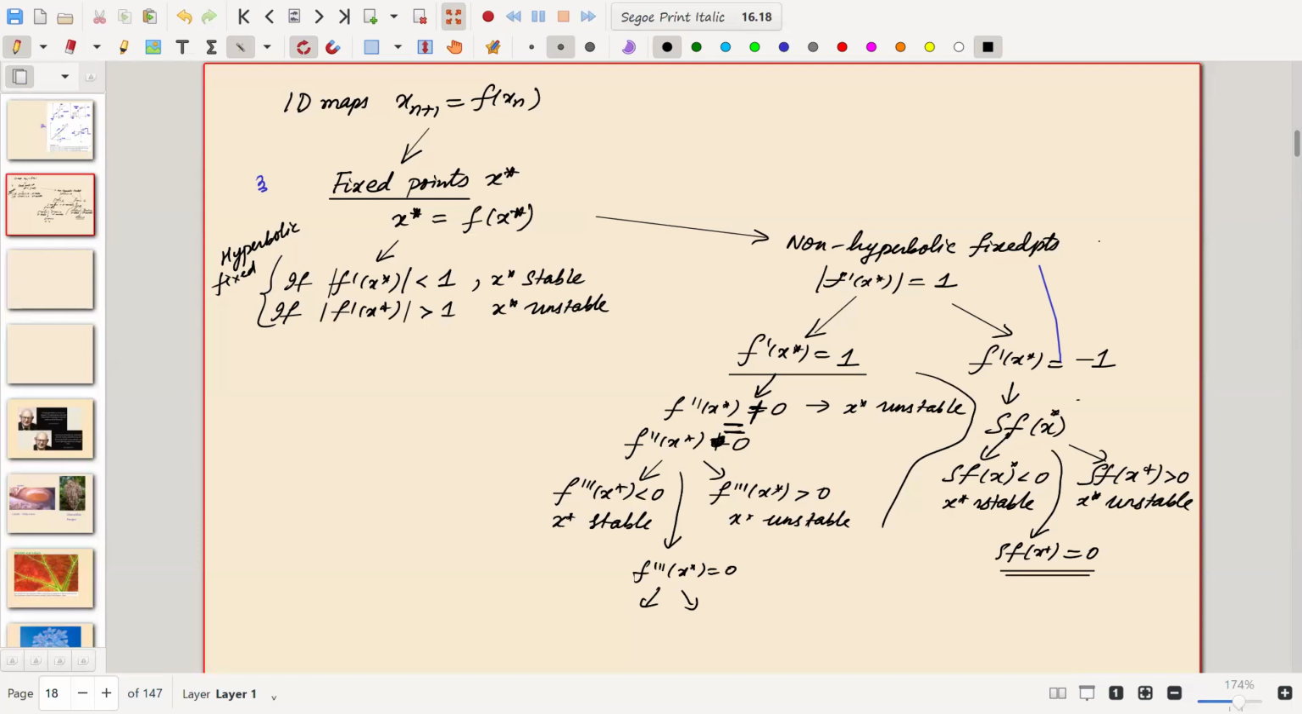So of course, if f triple prime is equal to 0, then you have to take the fourth derivative of f at x star. So like that it will continue. I mean to say that the derivative plays a role in determining the stability of the fixed point. Derivative means the slope in 1D maps.